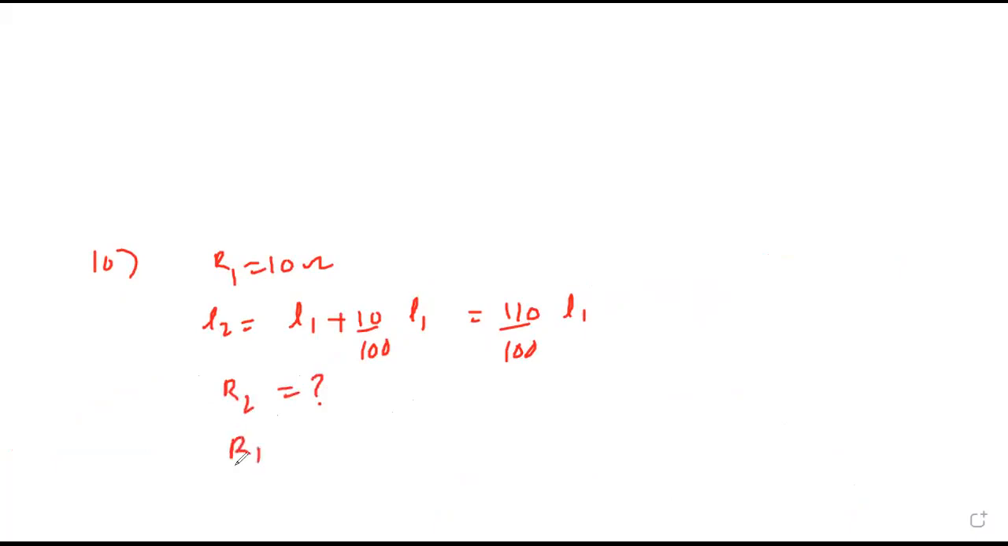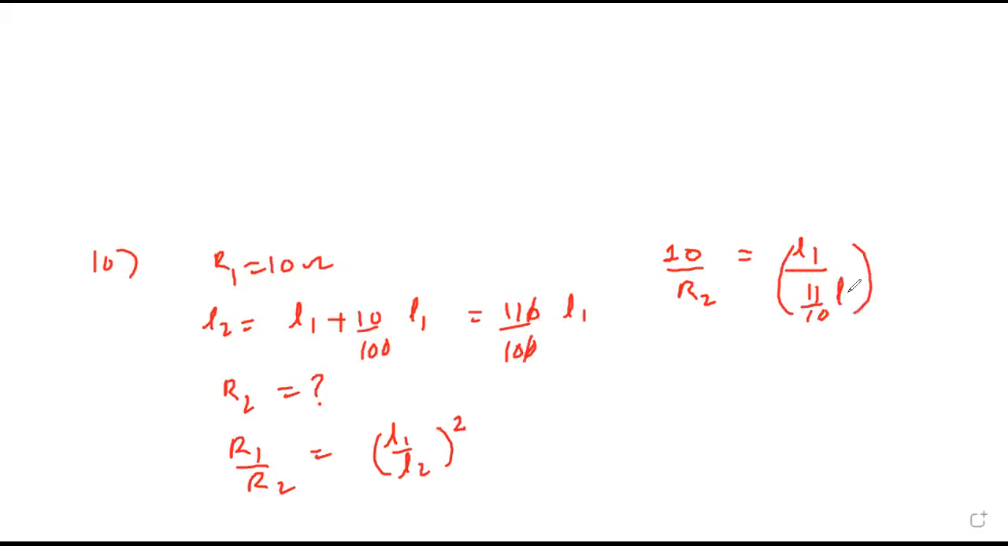So we know when a wire is stretched, R1 upon R2 is L1 by L2 whole square, because this is more than 5%, so this formula. Less than 5%, then it is proportional to L square. So 10 upon R2 is L1 upon 11 upon 10 L1, the whole square. 10 upon R2, 10 square is 100 upon 121. Therefore R2 is 121 upon 10, 12.1 ohm, which is A.